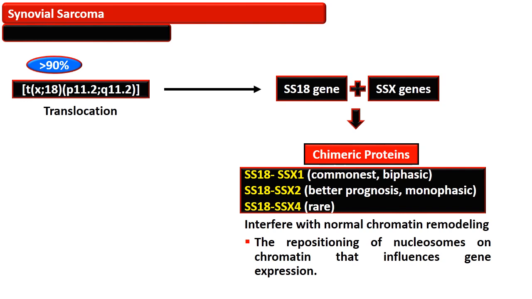SS18-SSX1 is the commonest one, present in about two-thirds of the cases, and it is morphologically presented as a biphasic pattern. The SS18-SSX2 chimeric protein is associated with a better prognosis, and in this variety the morphology is monophasic, while the SS18-SSX4 protein is a rare one.